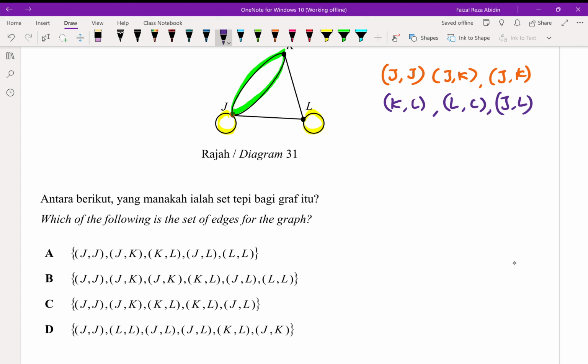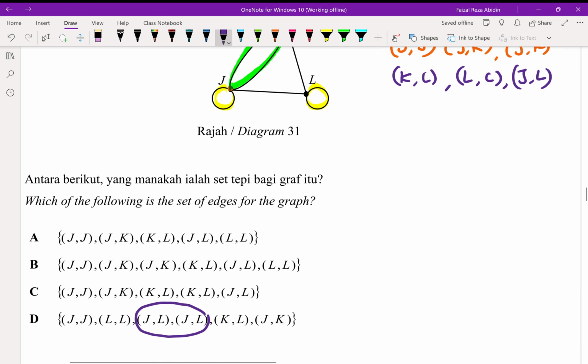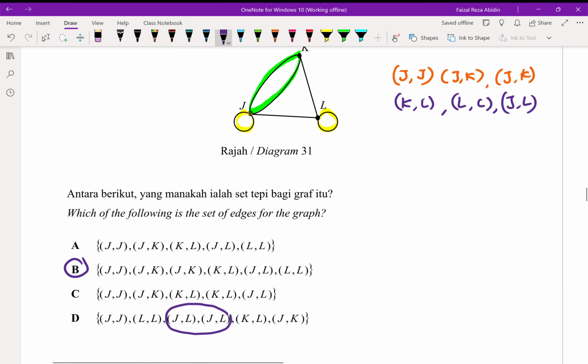Okay. Why is D wrong? Because JL should only be once, but here there are two JL. JL is going to be only one way only, one edge. So the answer will be B. Can, class?